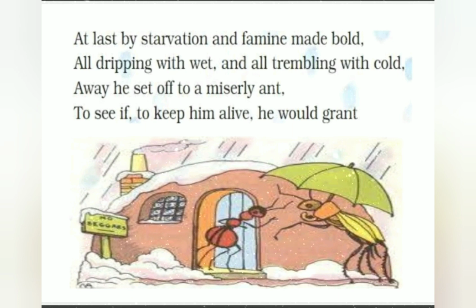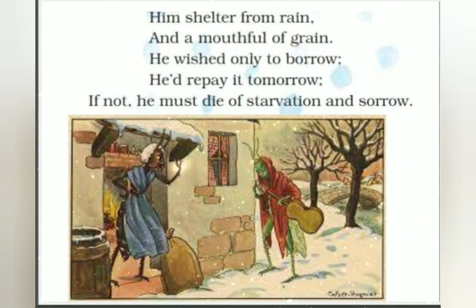Okay, now let's see the next stanza. At last, by starvation and famine made bold, all dripping with wet and all trembling with cold, away he set off to a miserly ant to see if to keep him alive he would grant him shelter from rain and a mouthful of grain. He wished only to borrow, he would repay it tomorrow. If not, he must die of starvation and sorrow.